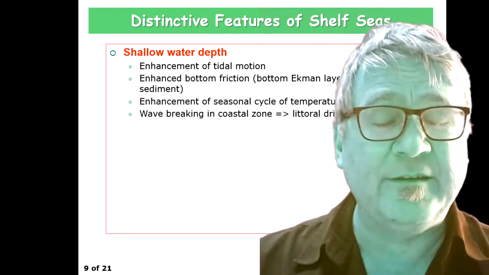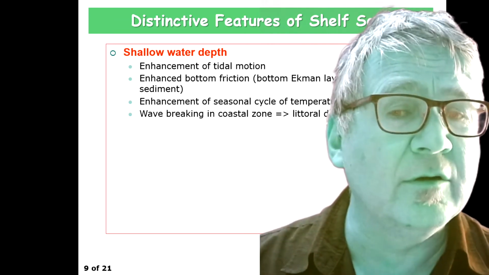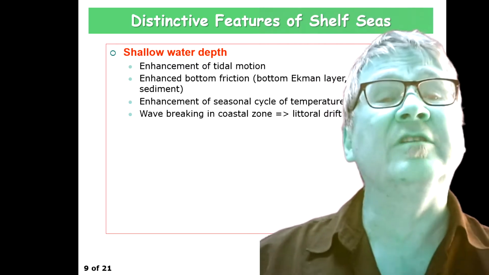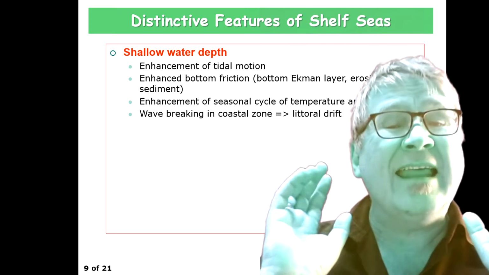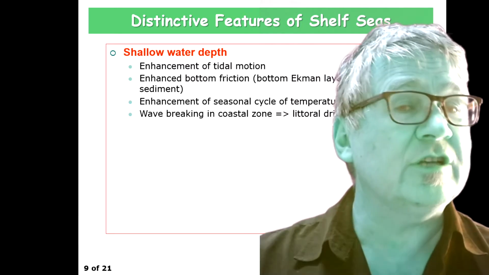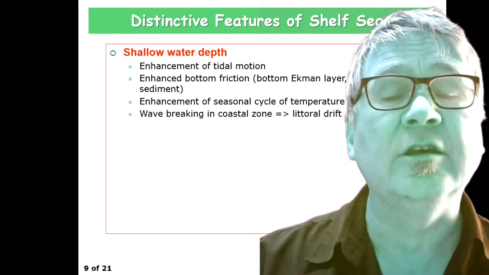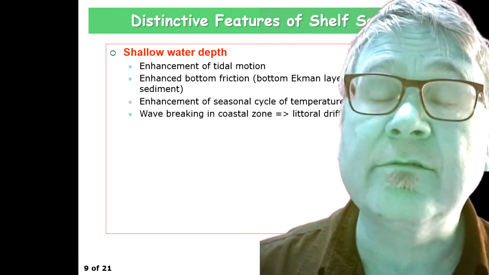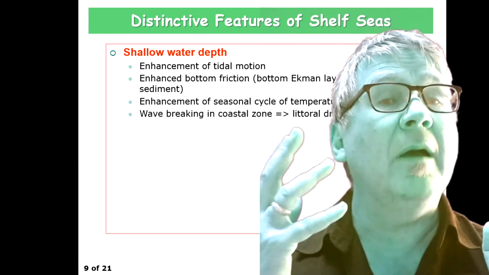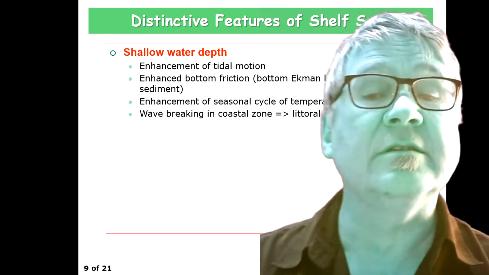Okay, because of that feature, you can now list special features that you get in the ocean that don't exist in the open ocean. For example, you get an enhancement of tidal motion. Tidal currents are much stronger in shelf seas than they are in the open ocean. You can actually ignore tides in the open ocean. They're irrelevant. Okay, they are weak and they don't do much. But you can no longer ignore them in shelf seas.